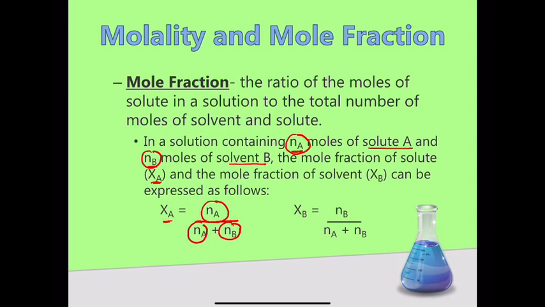Okay? X and N are just variables. Just plug any number in. Okay? Same thing over here. If we've got our solvent B over the number of moles of solute plus solvent, okay? So essentially here we have solvent over solution.